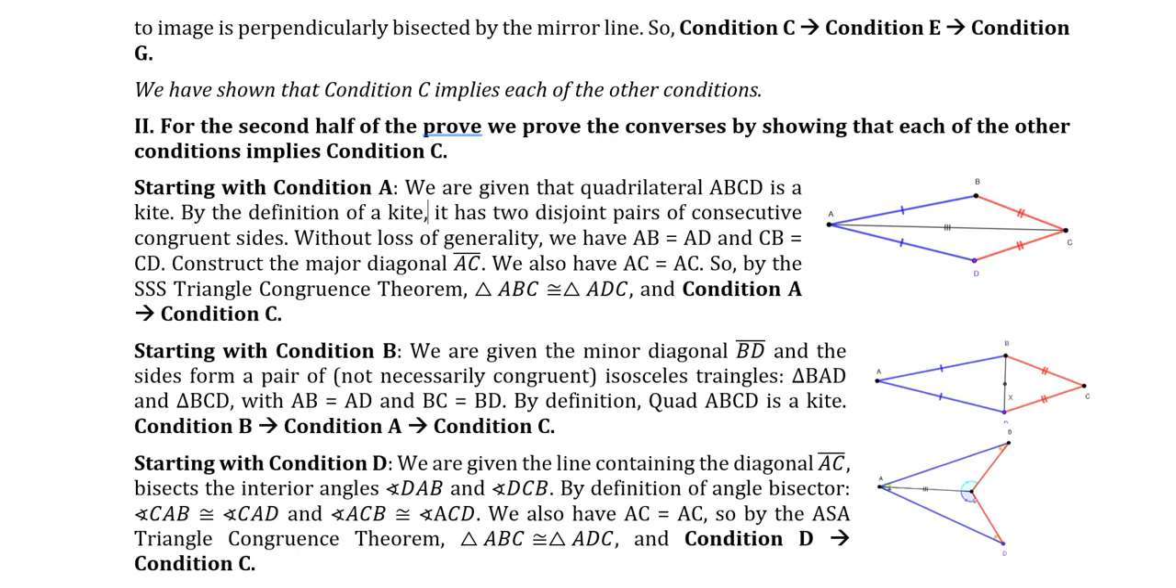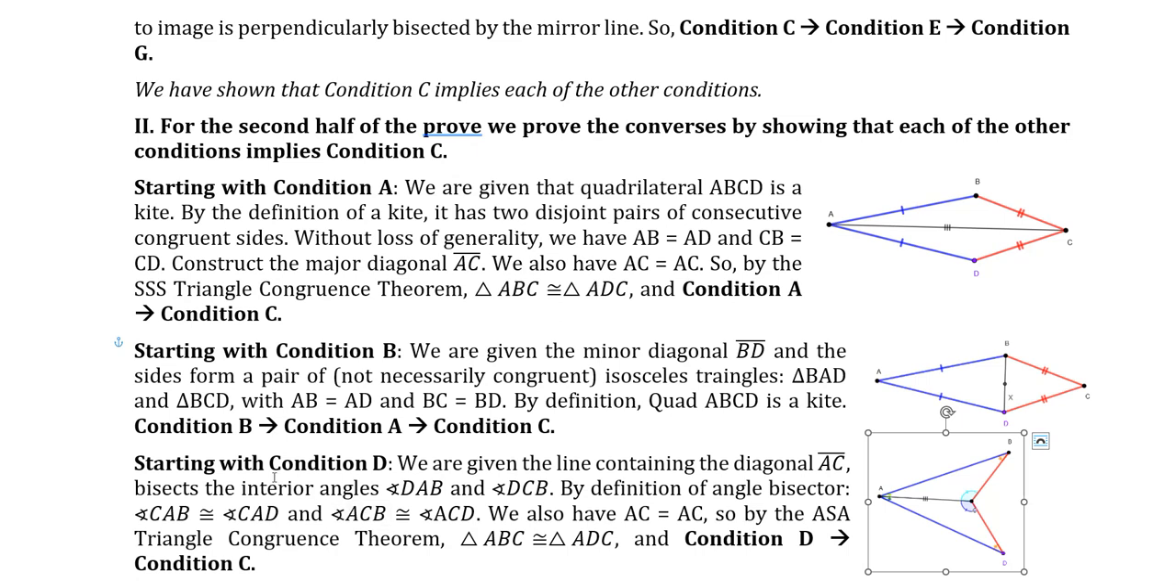Now, what if we start with condition B? Condition B says we're given the minor diagonal and the sides form a pair of not necessarily congruent isosceles triangles. Well, by definition of isosceles triangles, that means AB is congruent to AD, BC is congruent to DC, and now we're back to condition A, so condition B implies condition A, which we already showed implies condition C. So condition B implies condition C.